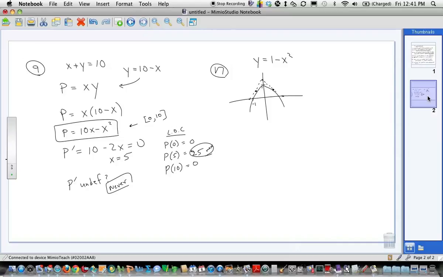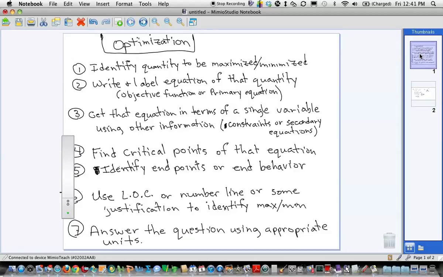So, anyway, we got this scenario here. Let's get back to our optimization idea. Step 1, identify what we're trying to optimize. What is it? Area.